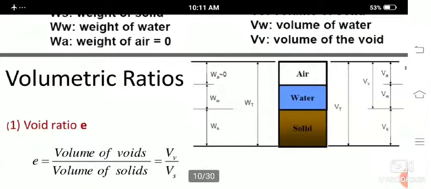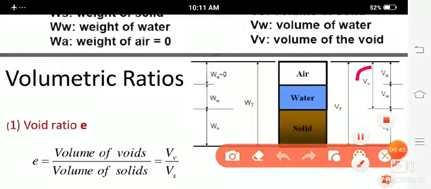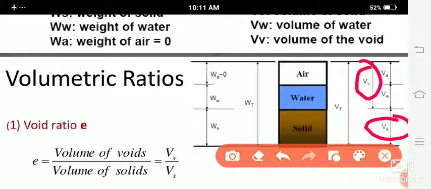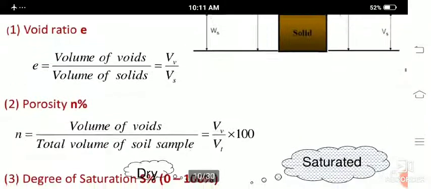Next are the volumetric ratios. What are the volumetric ratios? As we study, the first is the void ratio. For a particular soil sample, if you see in the diagram, the void ratio is the volume of voids divided by the volume of solids, that means VV by VS. These two will give the void ratio of a particular soil sample.